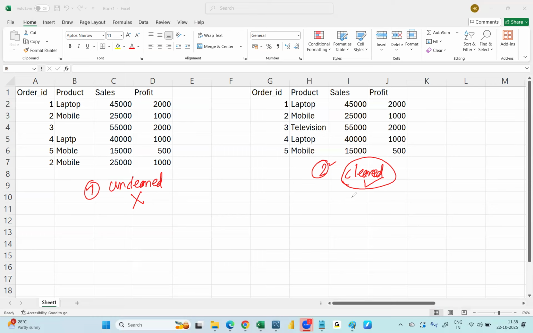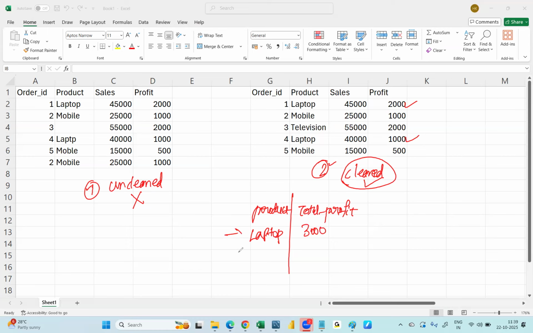Okay, I have cleaned it. Next, I need to perform some analysis. I want to find out the product and the total profit I got. What are the different products here? I have one product as laptop. What is the total profit I got? One order is 2000 rupees, another order is 1000 rupees. So in total, 3000 rupees of profit I got.